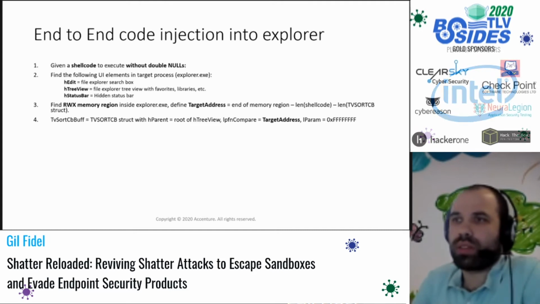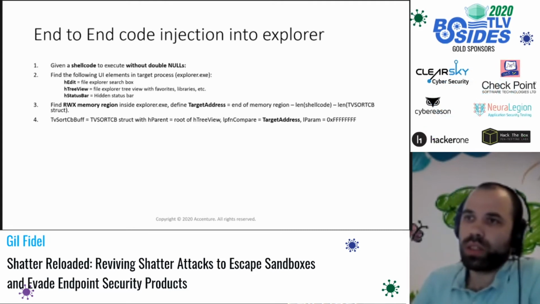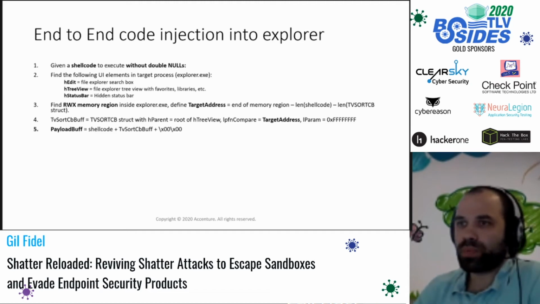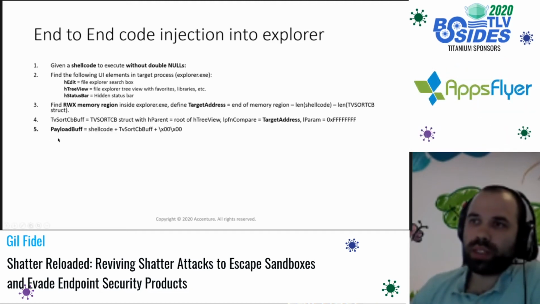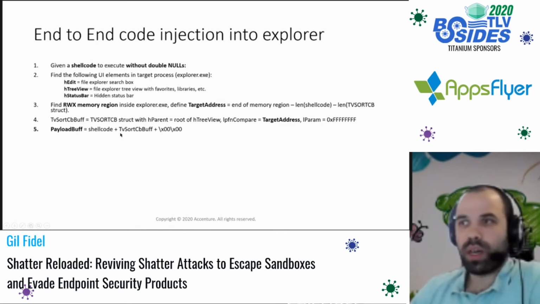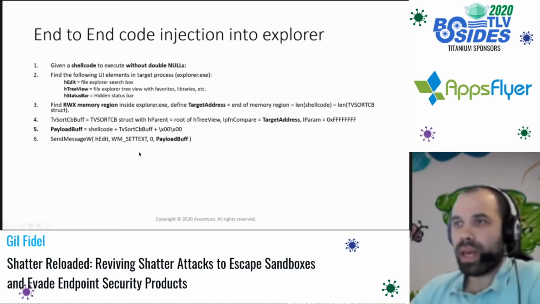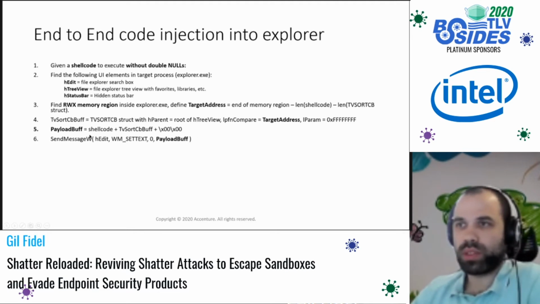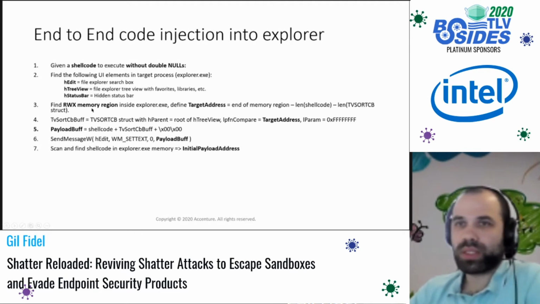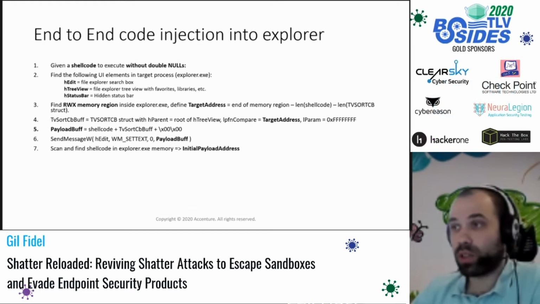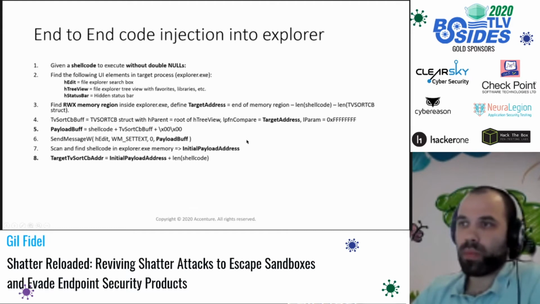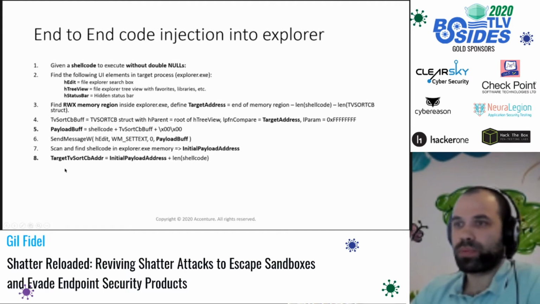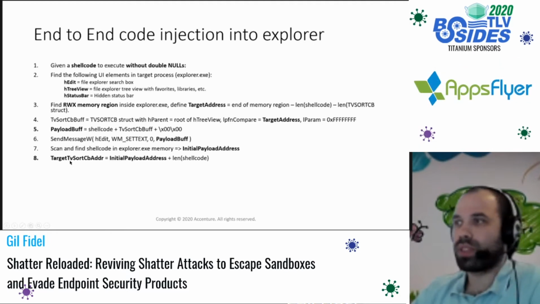Next, we allocate a TVSORTCB struct and initialize it. We allocate a payload buffer which contains both our shellcode and the struct. And we copy this shellcode into the edit box using WM_SETTEXT, the Unicode flavor. Next, we scan the target process to find this payload and its address. Then we define the address of the TVSORTCB struct as being this initial address plus the length of the shellcode, which brings us here.